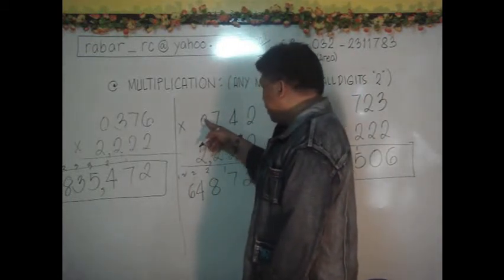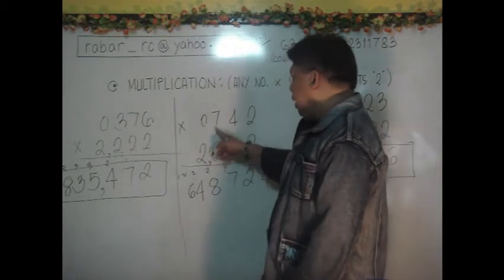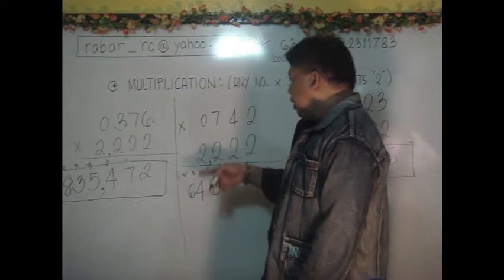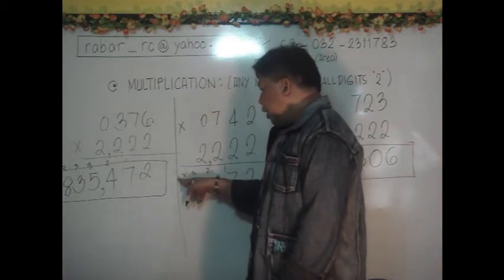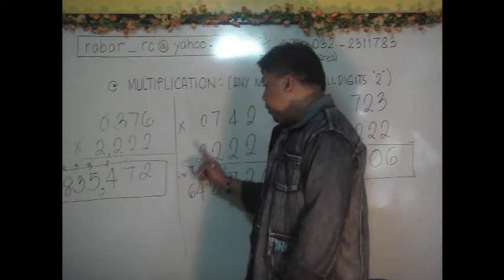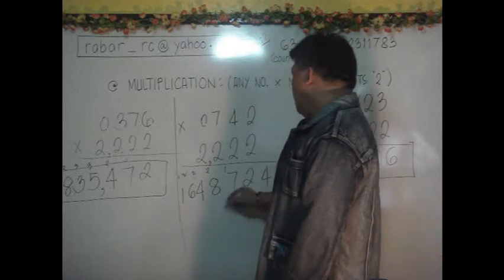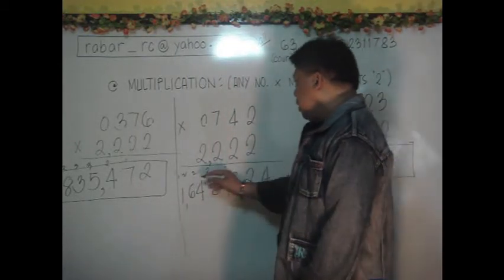The last digit here, remember, is 0. Even if you multiply it by 2, it's still equal to 0. So the answer is 0, but we have the carried over 1, therefore 0 plus 1 will give you 1. The answer is 1,648,724.